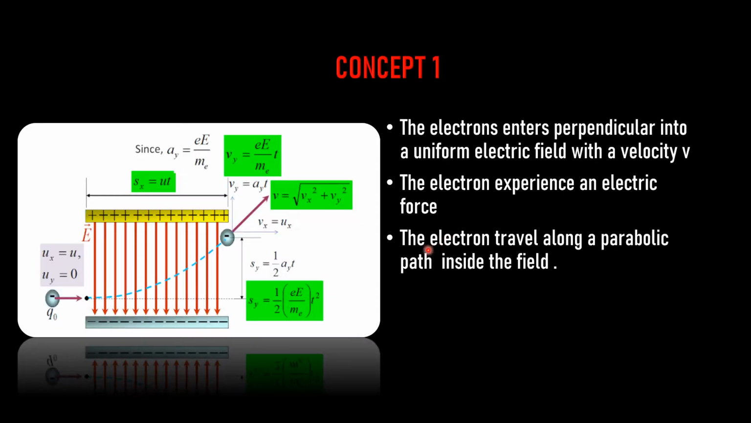Okay, so the most important thing about this is to understand the concept. The first concept is when an electron enters perpendicular into a uniform electric field, the electron will experience an electric force, and this electron will travel in a parabolic path. So if you see in this diagram, a concept of projectile motion or parabolic path is used to determine the various quantity of the motion.